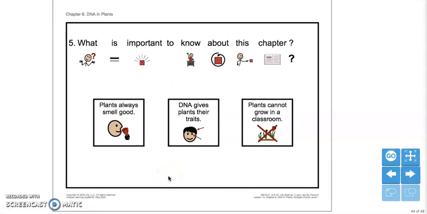And last question, number 5. What is important to know about this chapter? Plants always smell good, DNA gives plants their traits, or plants cannot grow in a classroom? DNA gives plants their traits. That's right. It's important to know that DNA gives plants their traits, just like DNA in animals and humans gives them their traits as well.